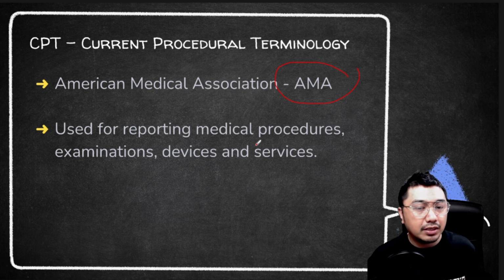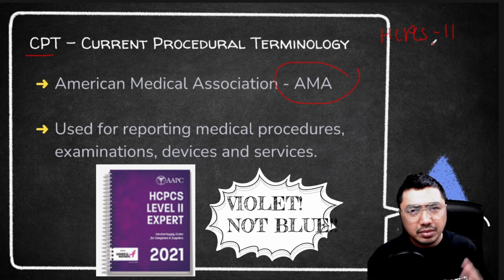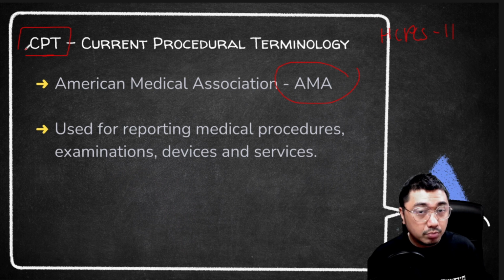It's used for reporting services, procedures, anything done by the doctor or your provider. It's going to be coded with either a CPT code or a HCPCS Level 2. That's the other book that you have with you, the blue one. But bulk of the codes will be from your CPT book.